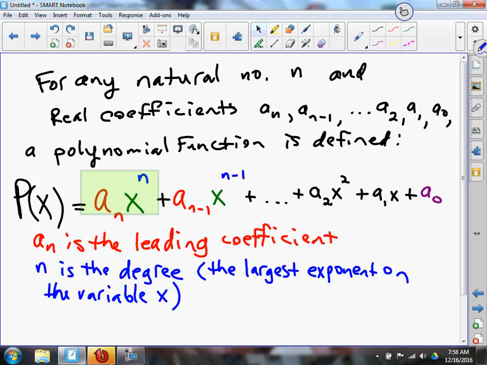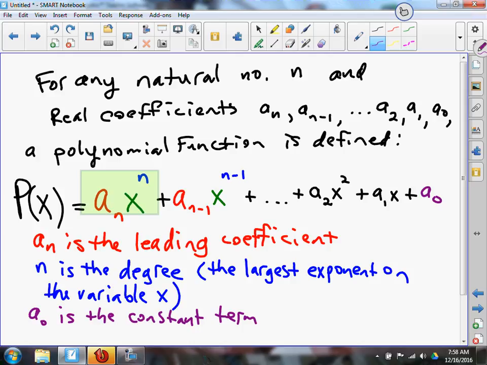Okay. So the n as a superscript is the degree of the function, and it's also just the largest exponent on the variable x. And then finally, a sub 0 is the constant term. A sub 0 is the constant term.